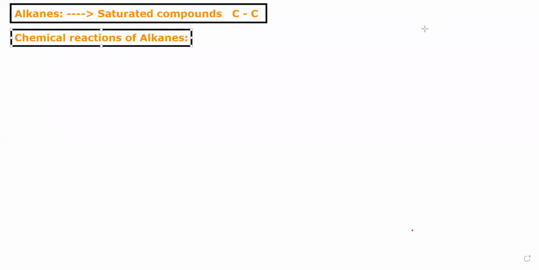Yes, so here we are talking about alkanes, which are saturated compounds. Saturated compounds means they have carbon-carbon single bonds. And when we are talking about chemical reactions of alkanes, we spoke in our first lesson about combustion and incomplete combustion of alkanes. Let me revise quickly.